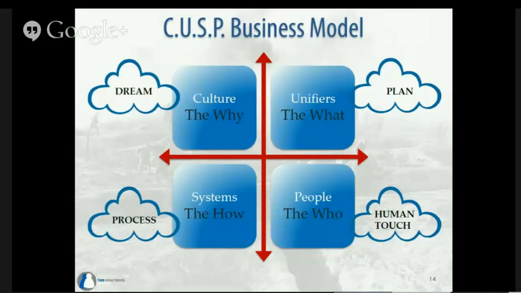The quadrants, as you can see there, are culture, or the why you own the business; the unifiers, or the aspects that keep the business in order, the what; the systems, which are the written processes to be followed to deliver the unifiers, in other words, the how; and finally the people, or the who, will be delivering on the promise of the business. And as you can see in this graphic, I've represented those as the dream, the plan, the process, and the human touch.